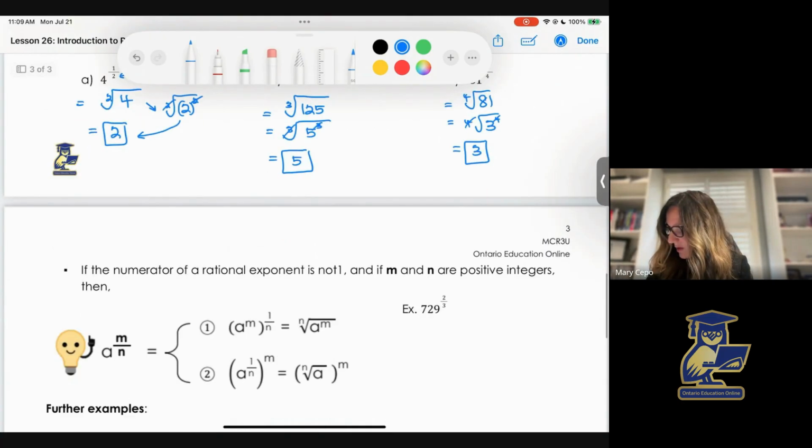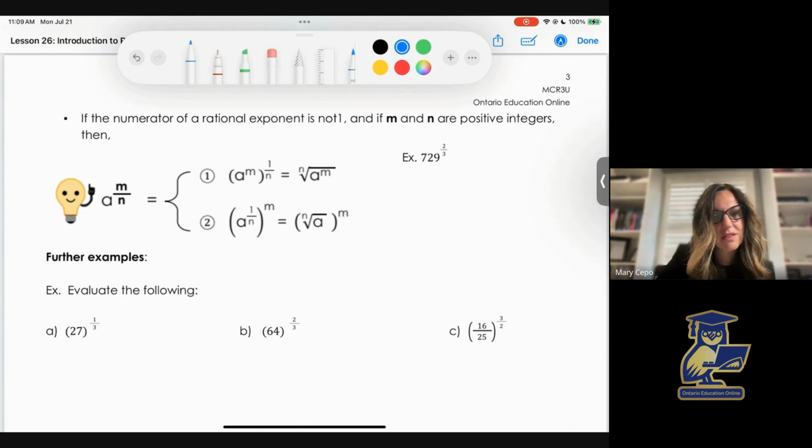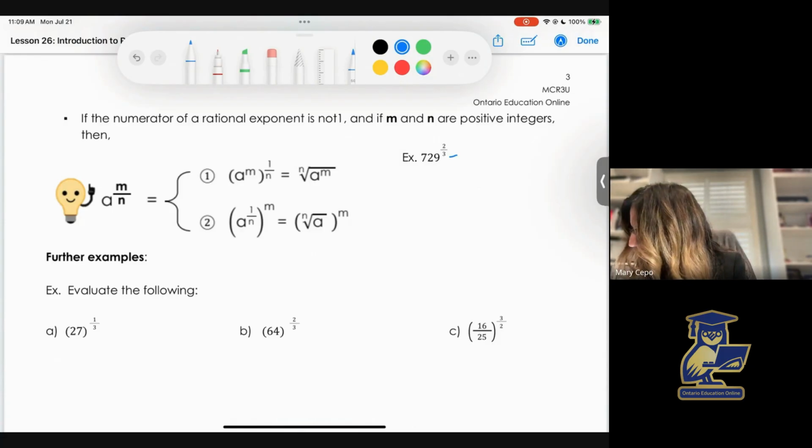Excellent. If, however, the numerator of a rational exponent is not 1, so those examples before, that means the numerator in that exponent, that's a fraction. If it's not 1, and m and n are considered positive integers, then we can say a to the exponent of m over n is equal to a to the power of m, all to the exponent of 1 over n, or a to the exponent of 1 over n, all to the exponent of m. So what that means is we still know that the denominator of that rational exponent is the root or the index, but m represents the exponent.